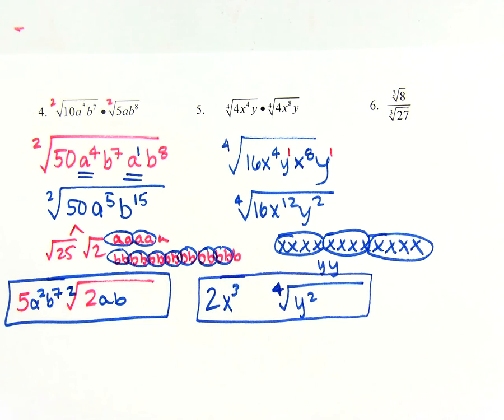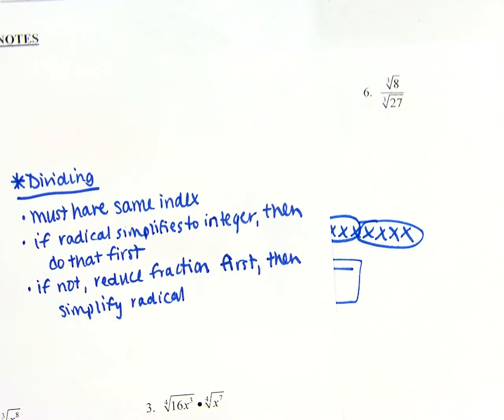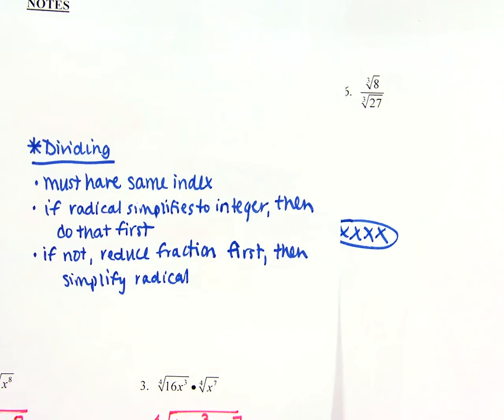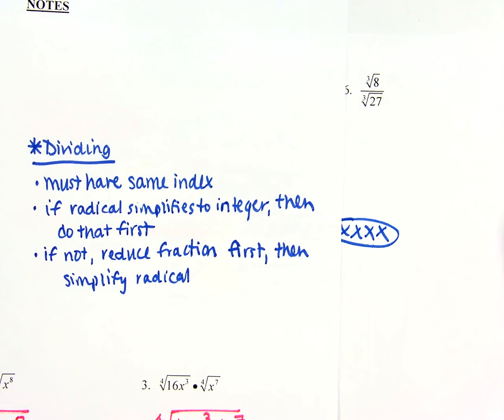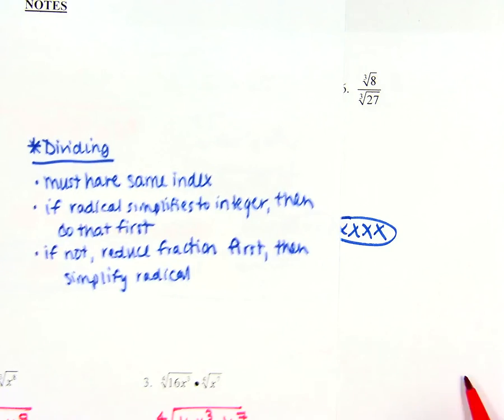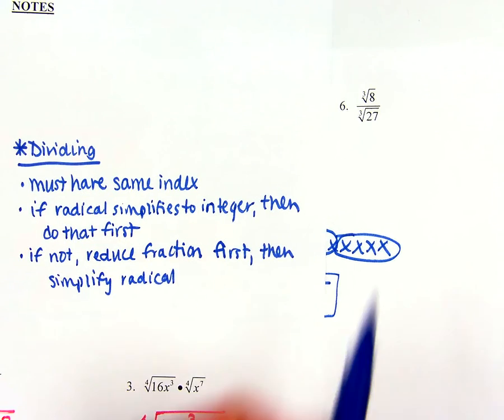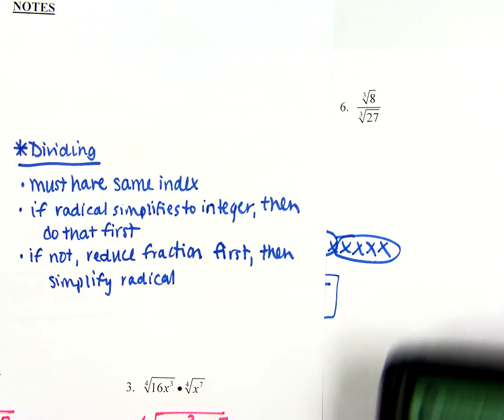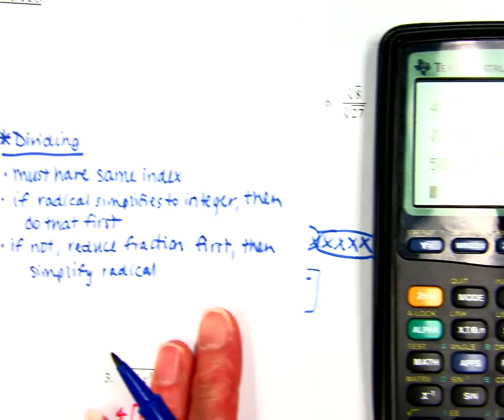So go back to the division rules. You're going to try to simplify initially if you can, if it turns out to be an integer. If not, then you're going to try to reduce your fraction first. So division looks like a fraction, right? That's how we know we're dividing. And you're going to see, can you do cube root of 8 and cube root of 27?